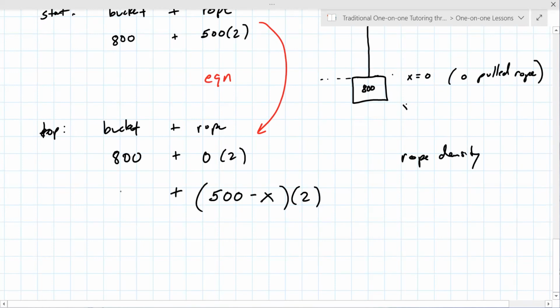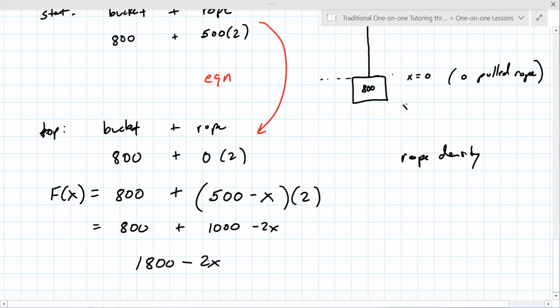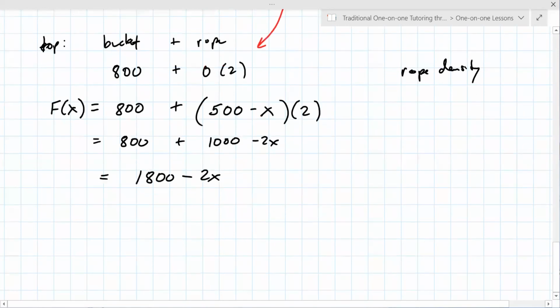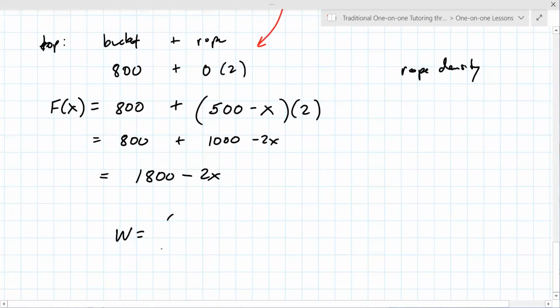Okay, and then you always have this 800 because the bucket is always full. So if you write this out and then you combine like terms, you get 1000 minus 2x. So you have 1800 minus 2x. And then work is the integral from the starting point to the ending point. So we'll just write it there, start to stop, and it's your function dx.